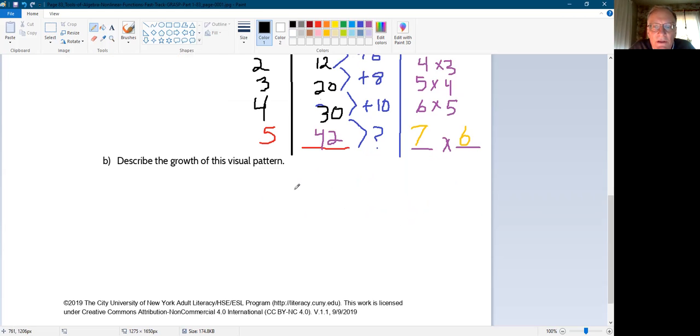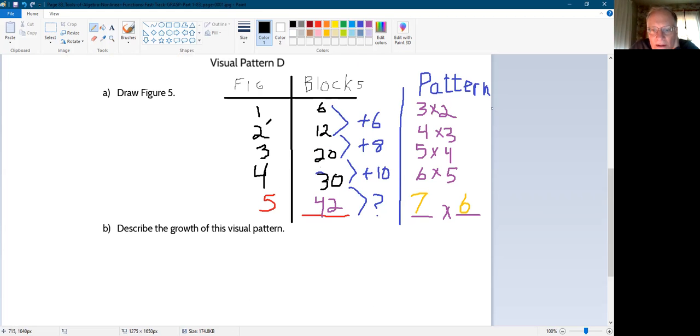So let's see if we can find another pattern. Oh, this is interesting. Let's stick with that yellow. If we take figure 2, we notice that the pattern is 4 times 3, or if you prefer, it could be 3 times 4. Now, keep that in mind, okay? Notice it's 2, 3, 4. You see that? How about figure 3?